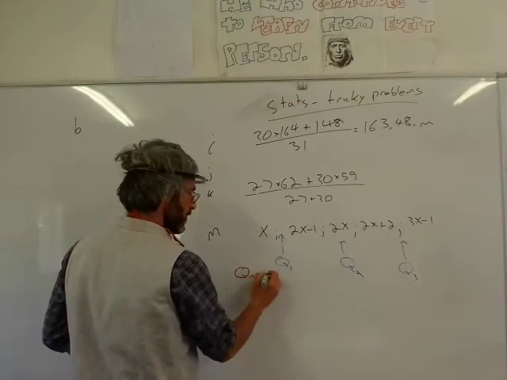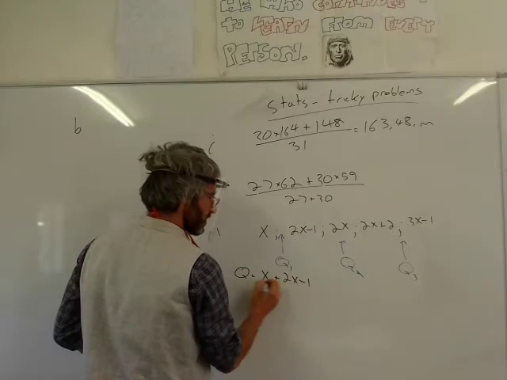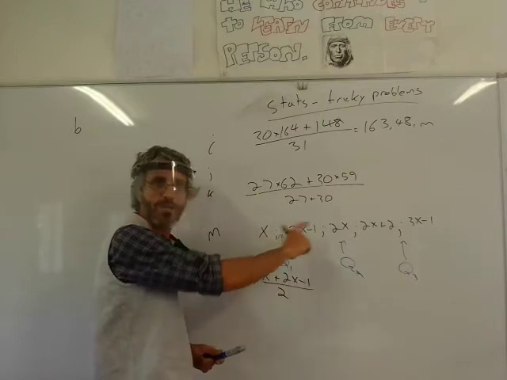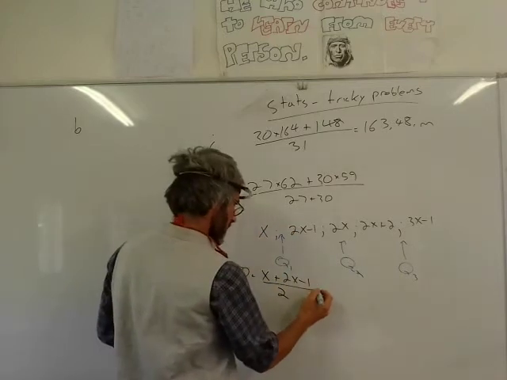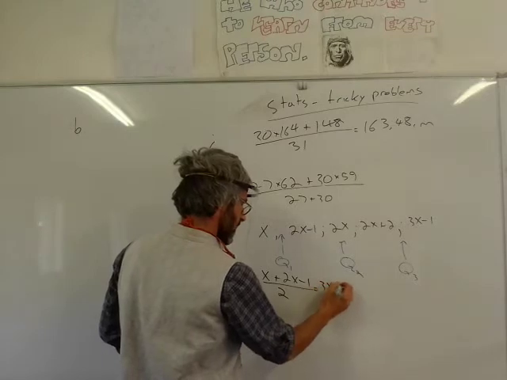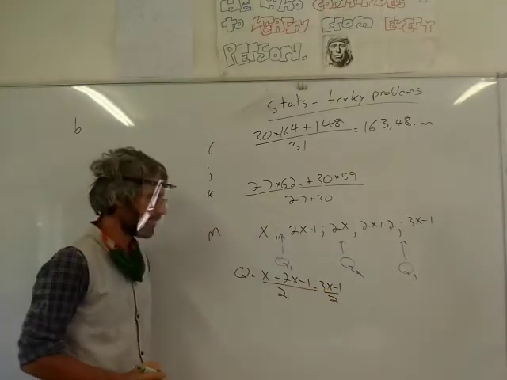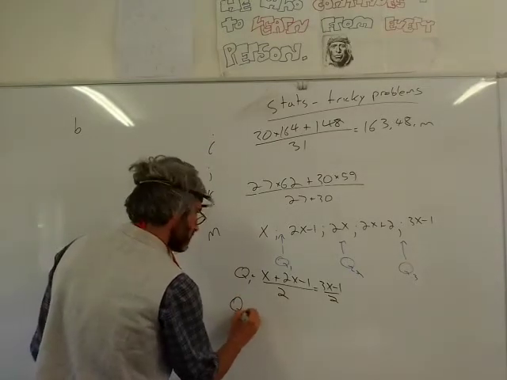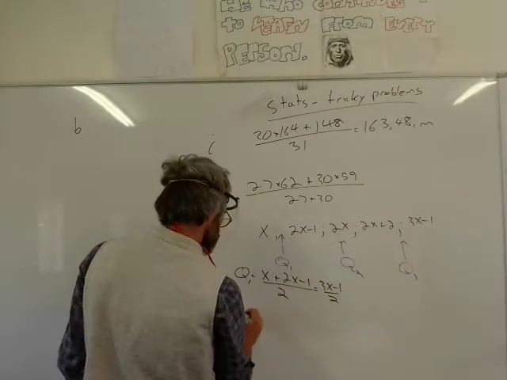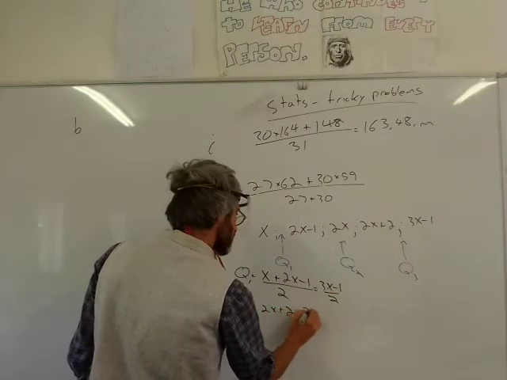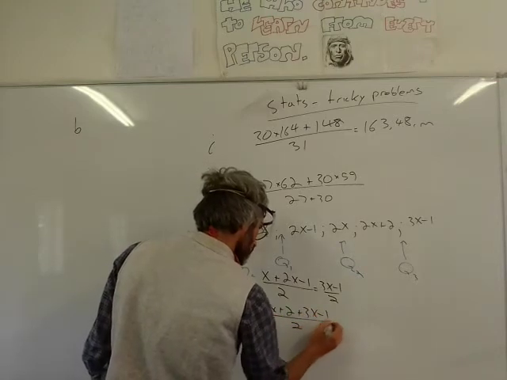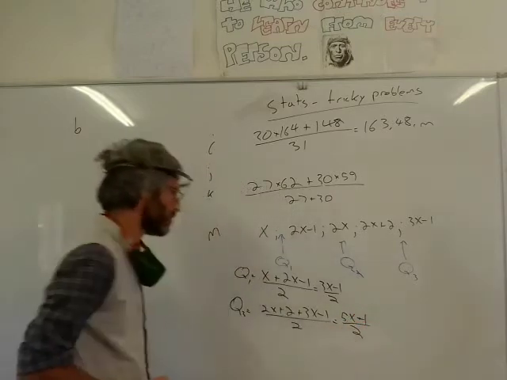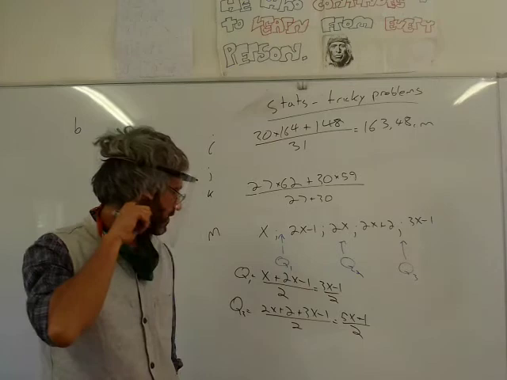Okay, so Q1 is going to be x plus 2x minus 1 divided by 2. That's how we're finding the mean between those. We just add them up, divide them by 2. And that is 3x minus 1 divided by 2. We'll leave it like that. That's Q1. Q3, the same way, will be 2x plus 2 plus 3x minus 1 divided by 2, which is 5x minus 1 divided by 2. Okay, so that's Q3.